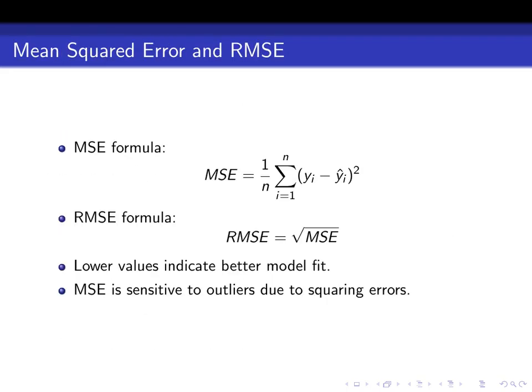Mean squared error is calculated as the average of squared differences between predictions and observed values, while RMSE is the square root of MSE. These metrics are sensitive to outliers because errors are squared, magnifying large discrepancies. Lower values for both metrics indicate a better fit.